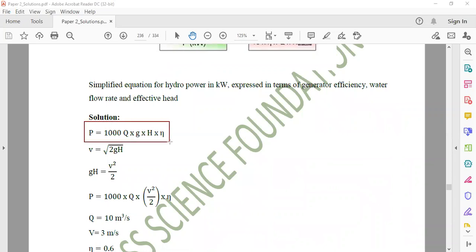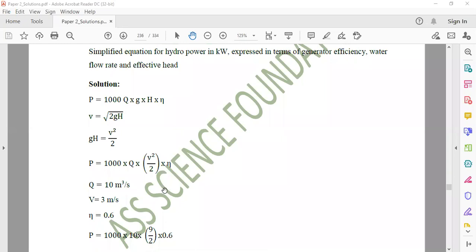So this is the basic theme of this question. Then you can see we have applied the same formula: P is equal to 1000 into Q into g into H into eta, and v we have calculated. So H we can calculate from here. P will become 1000 into Q into v square by 2g into eta. The values have been given: Q is 10 meter cubic per second, v is 3 meter per second, and eta is 60%, which means 0.6, right? So if you put all the values in the equation, Q is 10, v square will be 9, divided by 2, and 0.6. And you can simply solve it.